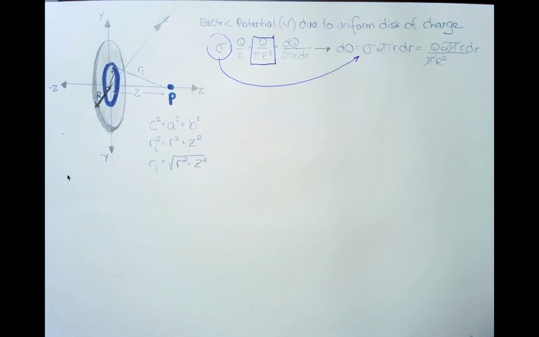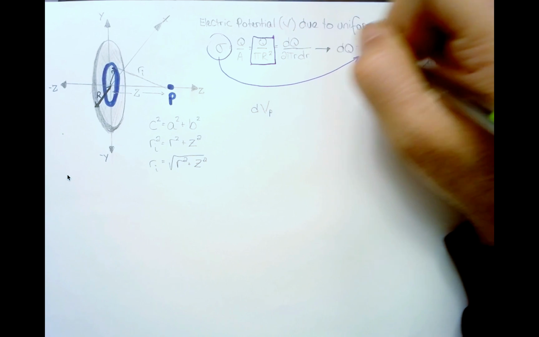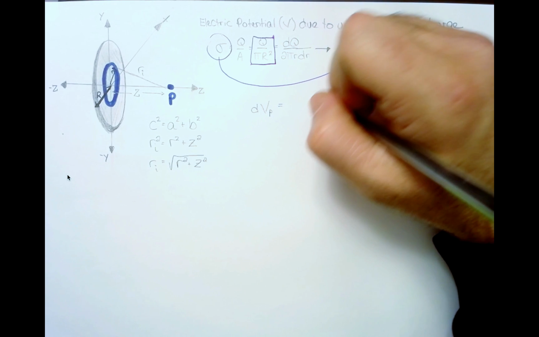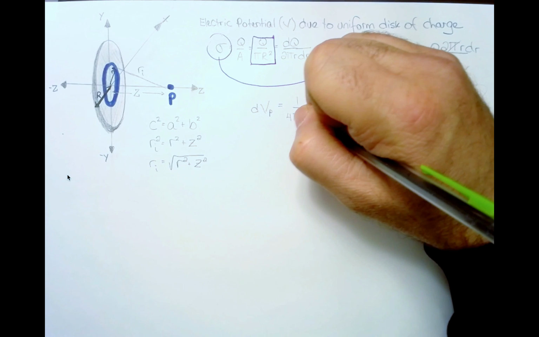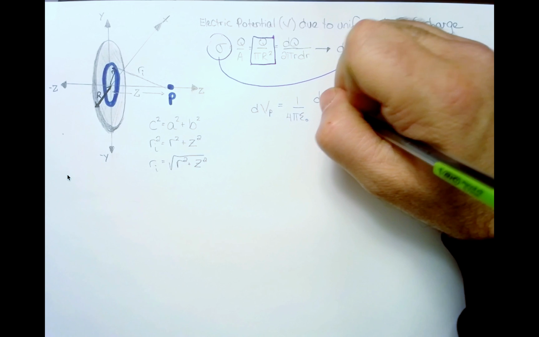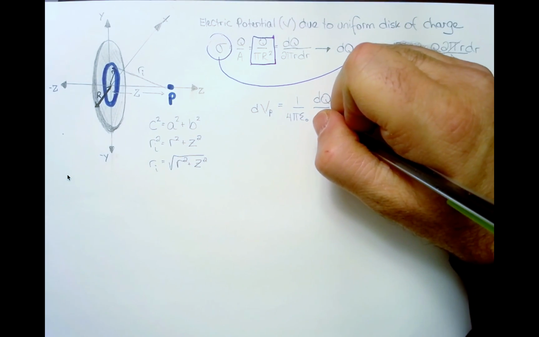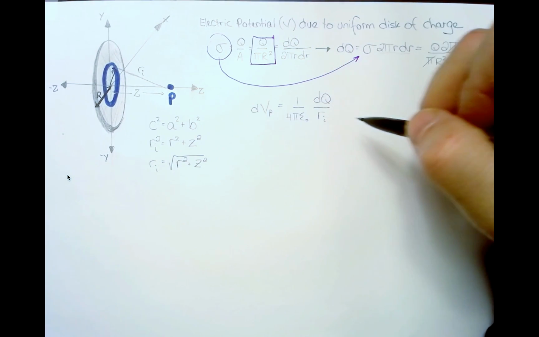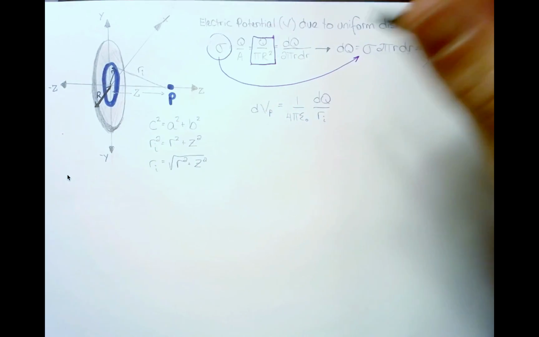Okay, now that my initial conditions have been established, I'm going to say that the differential of voltage at point P, the tiny contribution of voltage from the ring, is going to be equal to kq over r, or in other words, 1 over 4 pi epsilon naught, that's our constant k, times the differential of charge dq, the charge contribution of that tiny ring of the larger disk, over r sub i. This is effectively the electric potential due to a point charge, but we're treating this tiny ring here.